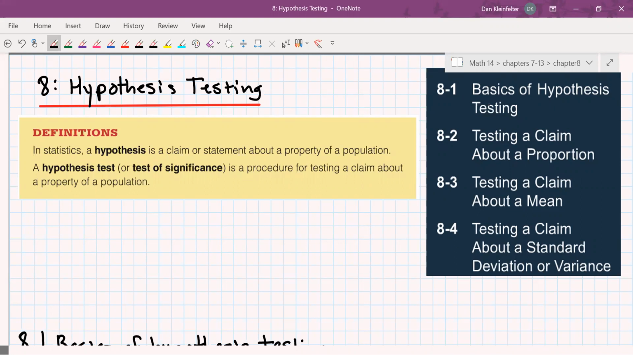So let's get started. So first of all, definition. In statistics, a hypothesis is a claim or statement about a property of a population. So you might be saying something like, okay, I think the mean is equal to 3, or the standard deviation is equal to 2.1, or the proportion of people who sleep with socks on is 0.84. So that's a claim or statement about a property of a population. A hypothesis test or test of significance is a procedure or process that we can follow to test the claim about the property of a population.